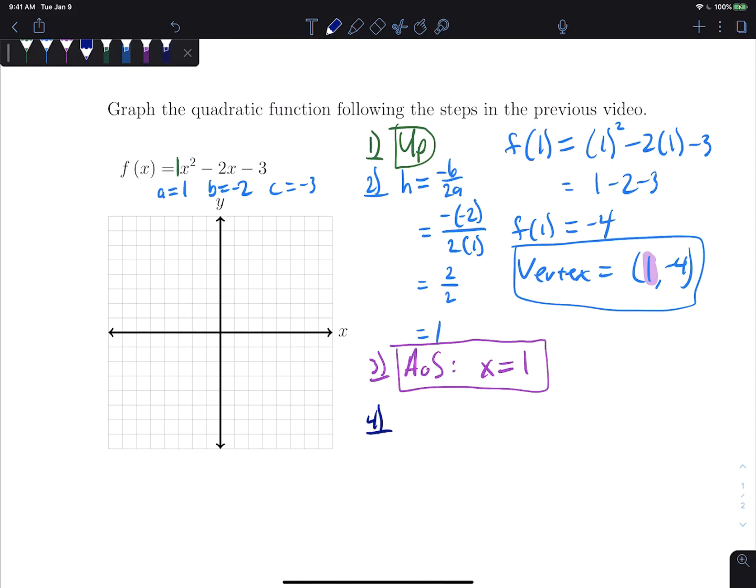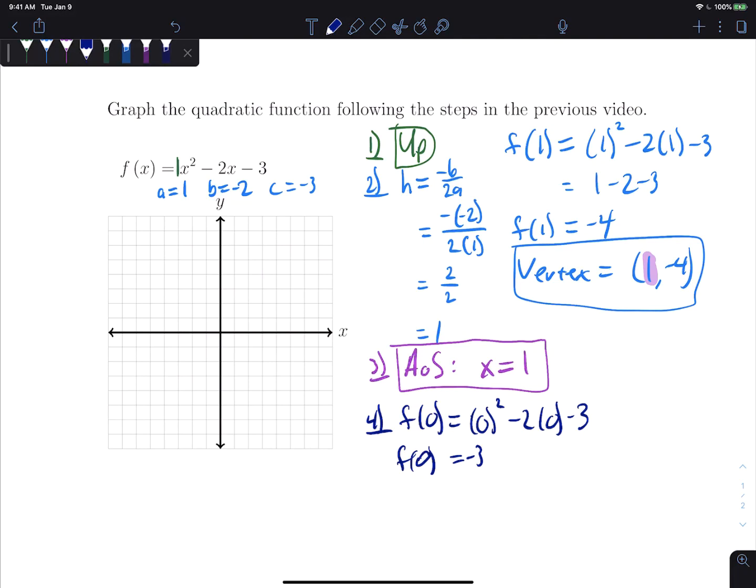Step 4 is to find the y-intercept. Basically, we want to find what is f of 0. Plug in 0 for the x's and simplify. So it's going to give us 0 squared minus 2 times 0 minus 3. And then just simplify. 0 squared is 0, negative 2 times 0 is 0, and negative 3 is what's left. So all of this is equal to negative 3, so f of 0 equals negative 3.